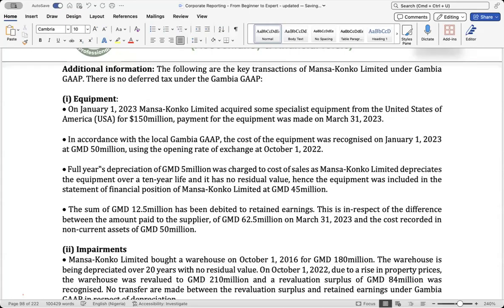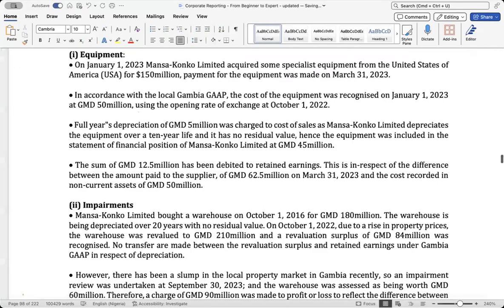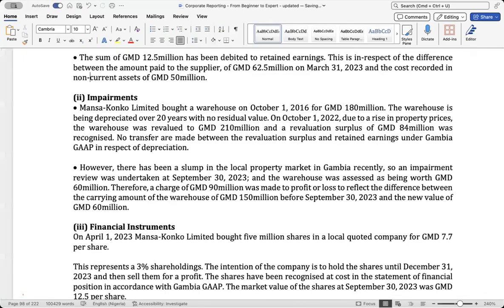2. Impairments. Mansa Cooper Limited bought a warehouse on October 1st, 2016 for GMD 180 million, and the warehouse is being depreciated over 20 years with no residual value. On October 1, 2022, due to a rise in property prices, the warehouse was revalued to GMD 210 million, and the revaluation surplus of 84 million was recognized. No transfers are made between the revaluation surplus and retained earnings under Gambia GAAP in respect of depreciation.